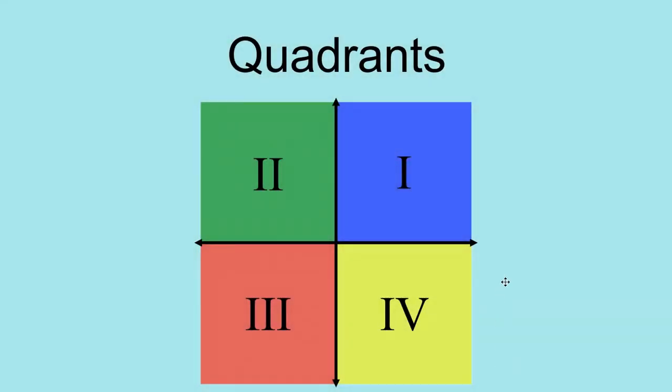All right, let's look at quadrants. Oftentimes you'll see them represented with Roman numerals. So here you see quadrant 1. Then we go counterclockwise to quadrant 2, quadrant 3, and quadrant 4.